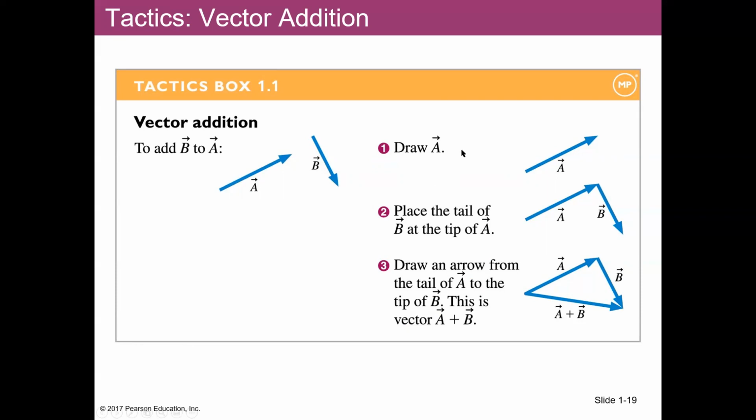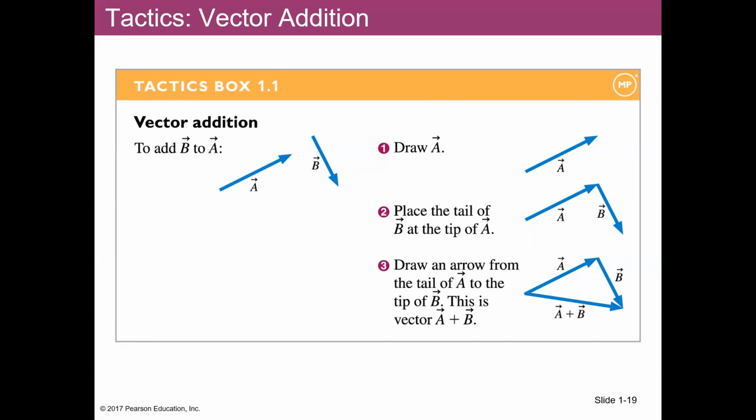The first step is to draw vector A. You just click and drag it over there, right? And then here's the key part, where you place the tail of B on the tip of A. That's why it's called the tip-to-tail method. And then you create the triangle. You draw a vector from the tail of A to the tip of B.